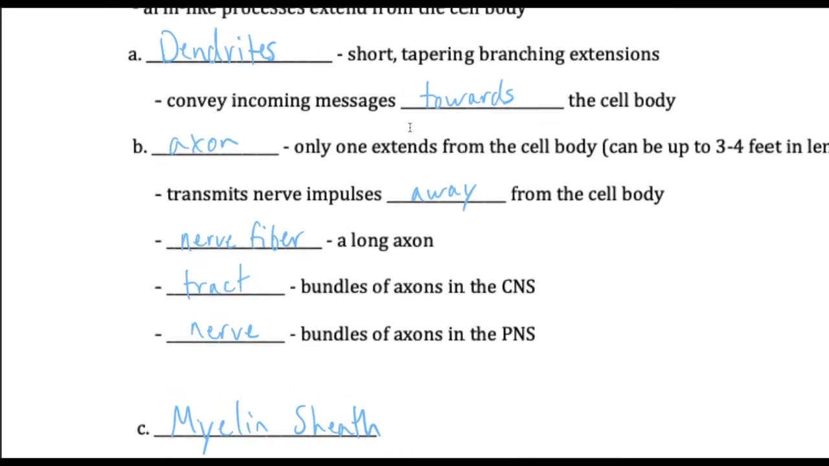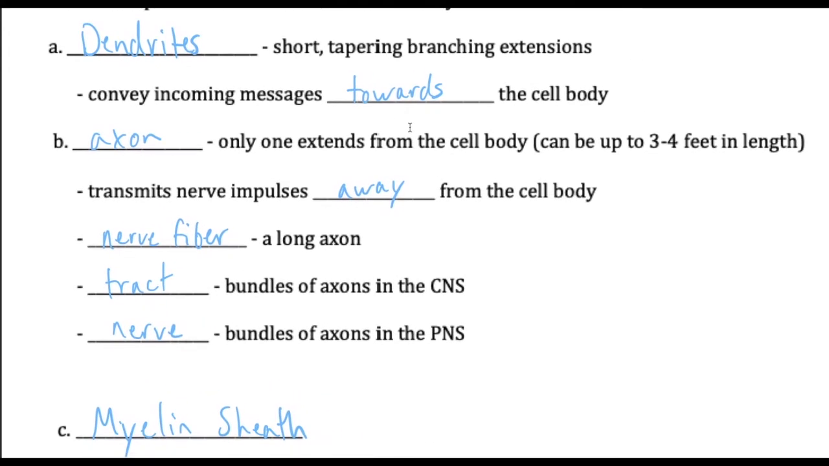Zoom in just a little bit. It only extends from the cell body. It can be up to 3 to 4 feet in length, and they transmit nerve impulses away from the cell body. We have our nerve fiber, which is a long axon, a tract, which is the bundles of axons, and a nerve, which is the bundles of axons in the PNS, while the tract is in the CNS.